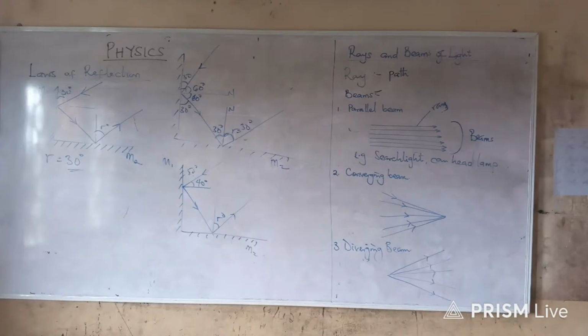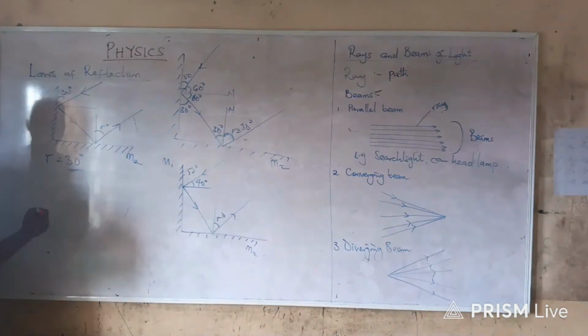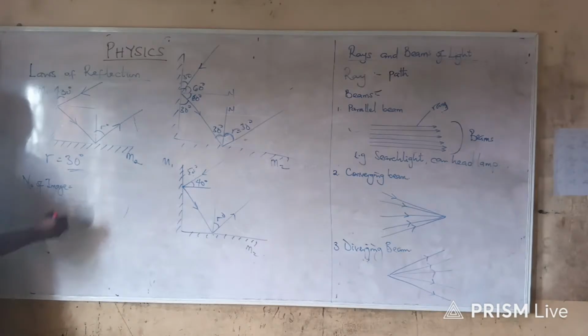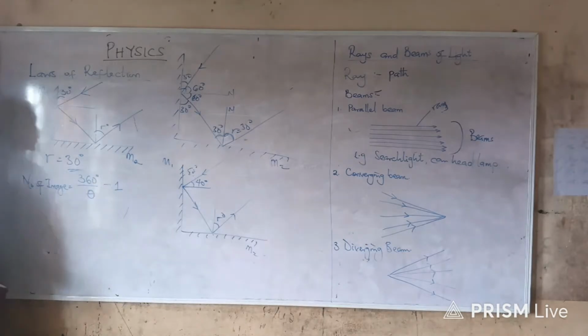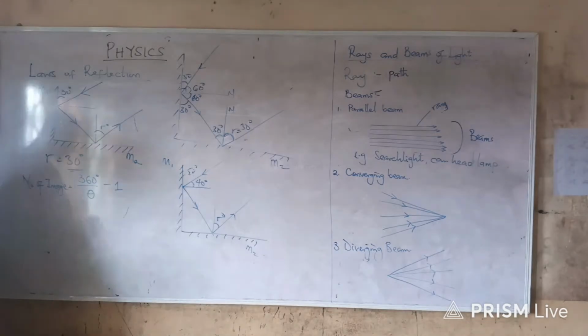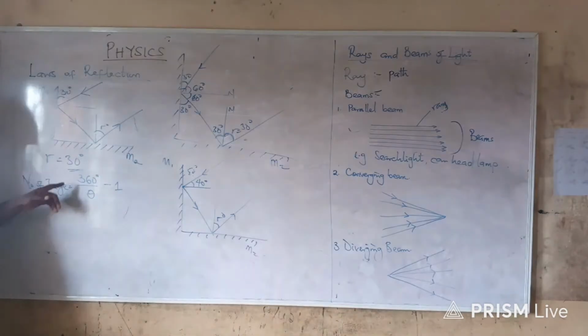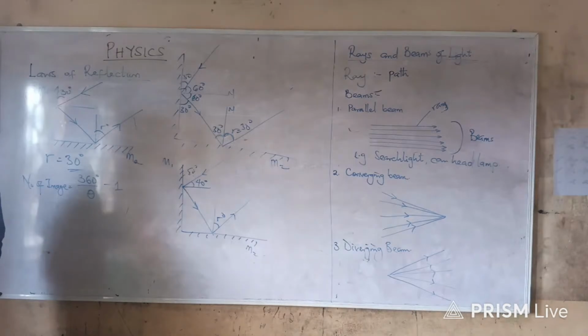I have done this in the class, but most of you might not know. The formula for number of images formed on inclined mirrors. I gave you this in the class. 360 degrees over theta, minus 1. Do you remember that formula? I gave it to you in the class. Number of images formed is 360 divided by theta, minus 1, on an inclined mirror.